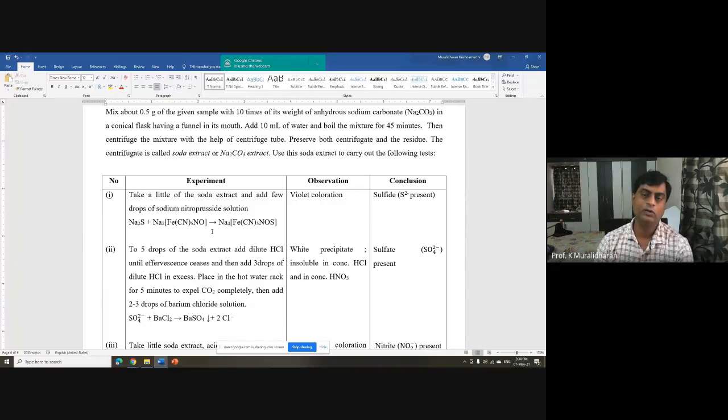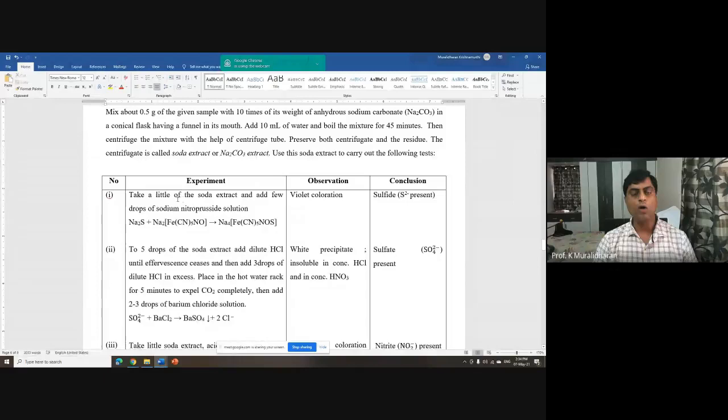Then you are going to take the first solution. You will be adding few drops of sodium nitroprusside solution. The reaction is mentioned here. You are not supposed to see the violet color here because we have not taken sulfide here. We are taking only chloride and nitrate.